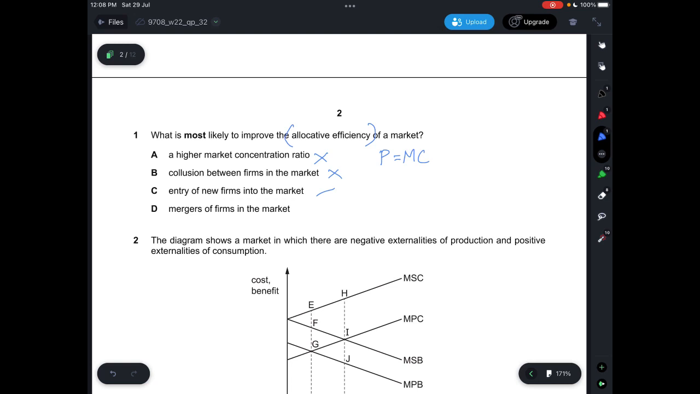So this would reduce allocative efficiency, because when you're a monopoly, you are basically the price setter. And when you're the price setter, you can choose to not allow the consumers to purchase the goods at the optimal price. So D is incorrect. Answer is C.